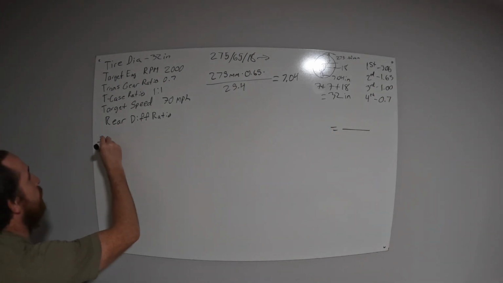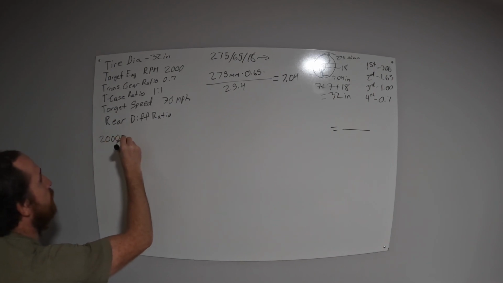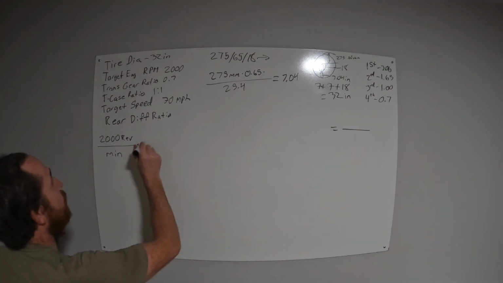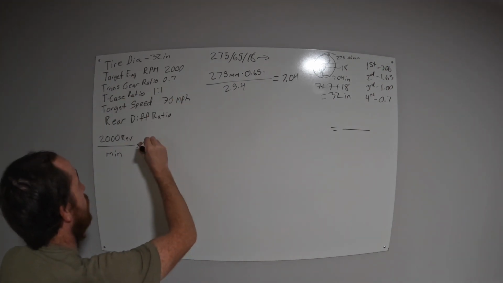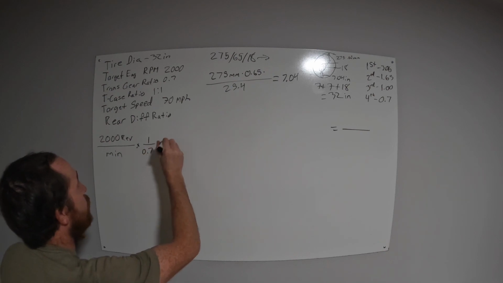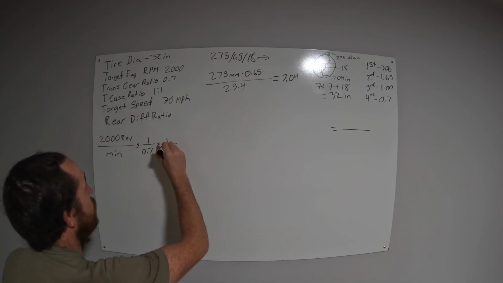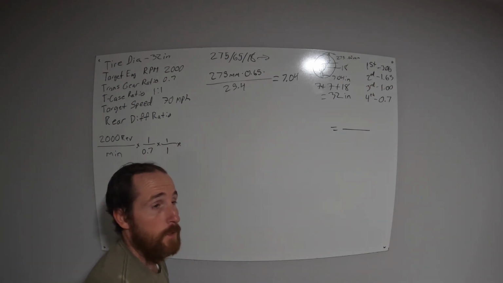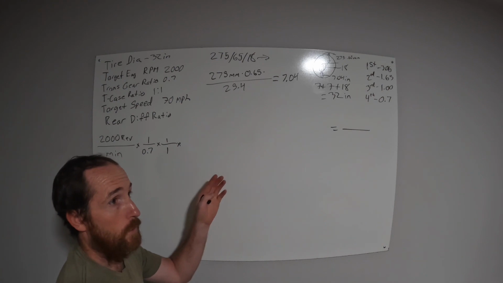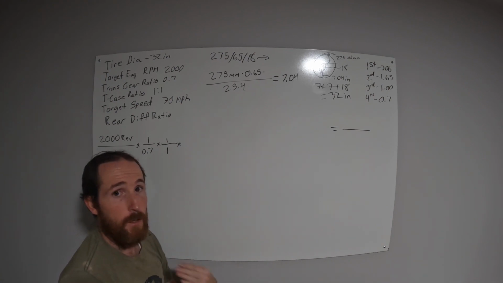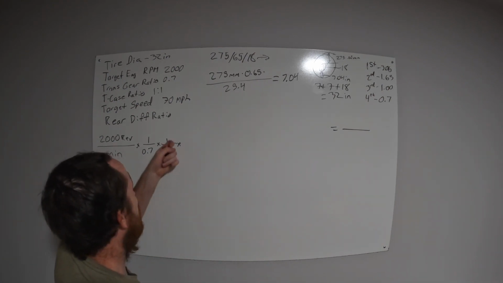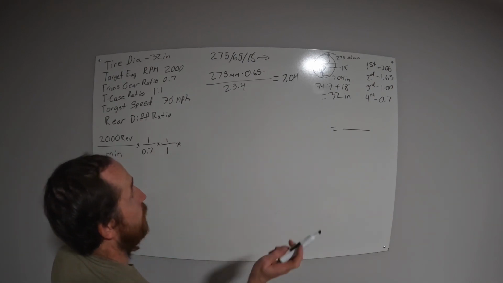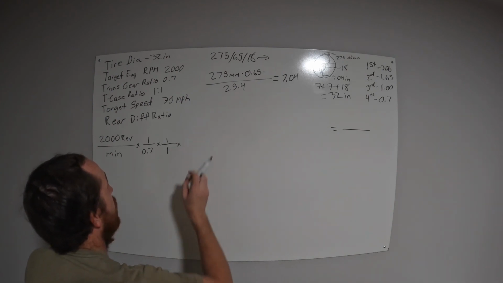We have 2,000 revolutions per minute times our overdrive, which is 1 over 0.7. Transfer case ratio is 1 over 1, which doesn't make any difference in this equation. If you have a 4-wheel drive or off-roader and you're looking for your speed at idling, you can put your idle RPM here, you can put your transmission gear and your transfer case ratio here, and you can get that.